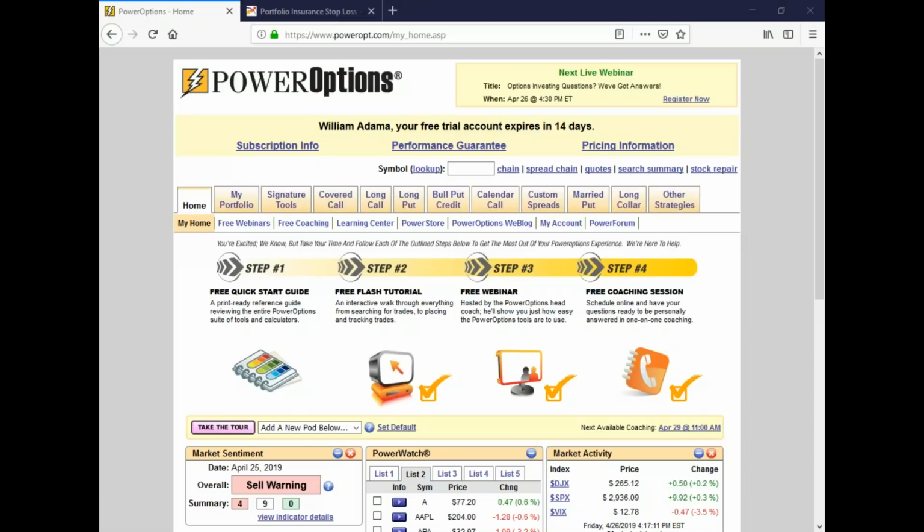PowerOptions suite of tools, and we'll use, of course, these tools to illustrate the points on your questions.